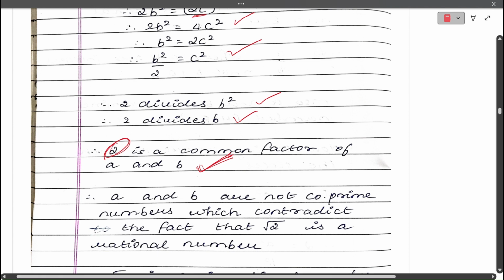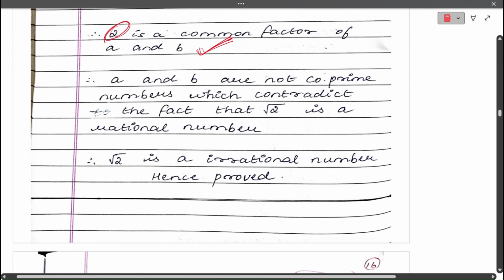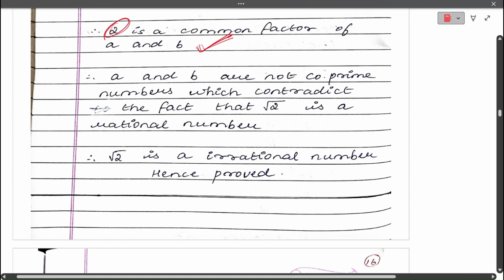So it's not a co-prime pair, which contradicts the assumption that root 2 is a rational number. If root 2 was a rational number, a and b were supposed to be co-prime numbers. So here that is not happening. So root 2 is not a rational number. So we can prove that root 2 is an irrational number. Hence proved. So this is how we prove root 2 is irrational by the method of contradiction.